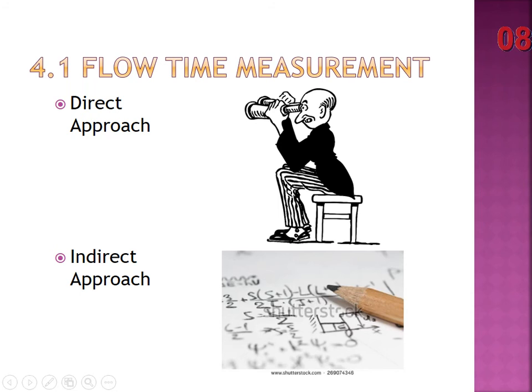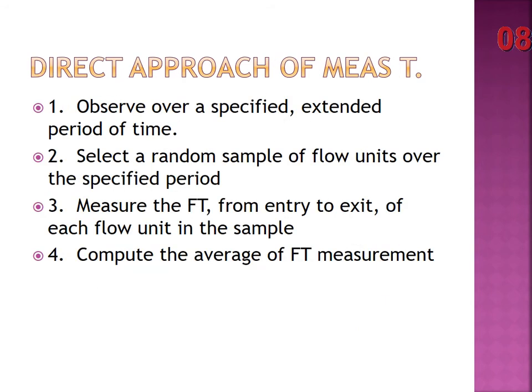So we have a couple of different ways that we can calculate flow time, right? We can use the direct approach. We can observe what's going on, right? Or we can use the indirect approach and we can calculate based off of information that we know. So if we're going to take the direct approach, you observe over a specified extended period of time. This is that staple yourself to the order approach, right? I'm just going to be that flow unit, and I'm going to time how long it takes.